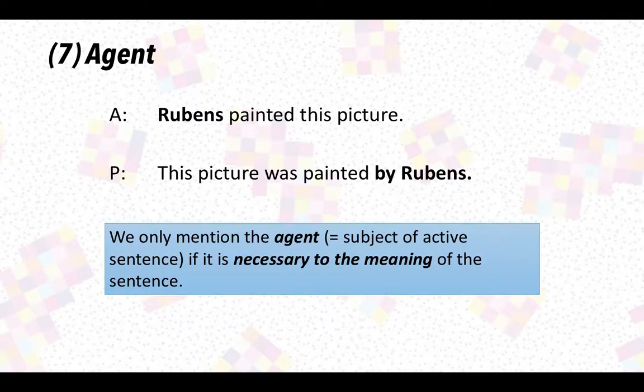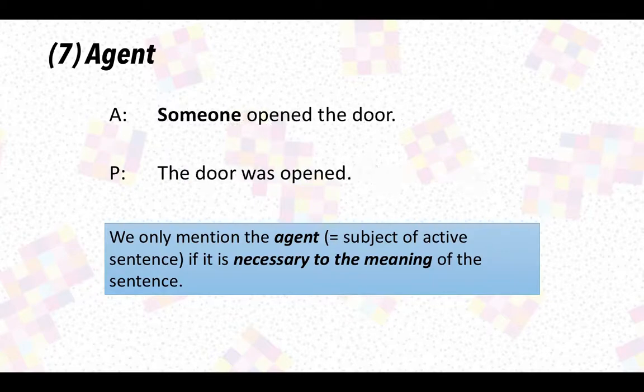Lastly, if you still want to mention in the passive sentence who actually does the action, you can create an agent using the preposition by. However, only do this if it is necessary to mention. In this example sentence, Rubens is pretty essential information to the sentence, so you can create an agent for it. This is, however, not always the case. If you, for example, compare it with the following sentence, someone opened the door, creating an agent by someone does not really add any useful information, so you don't have to include it in your sentence. So the end result is just simply the door was opened.